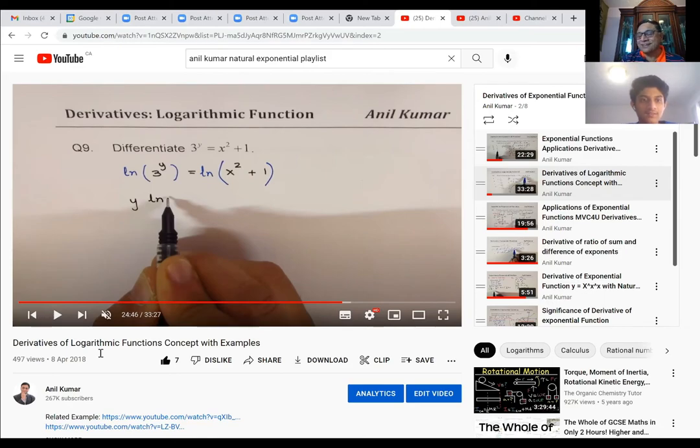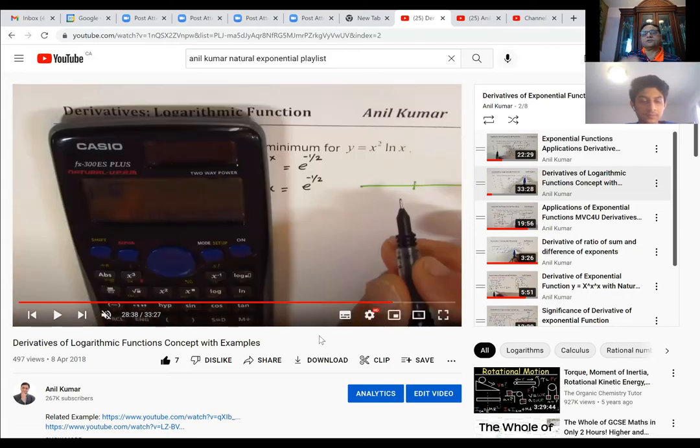Y ln 3. Now the other derivative is simple, right? 1 over x square plus 1 multiplied by 2x. You are done. So taking natural log on both the sides helps you to find derivatives of the functions very easily. That is the whole concept. So we are using logarithms to find derivatives of the functions.